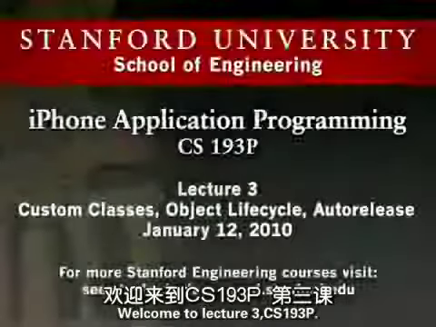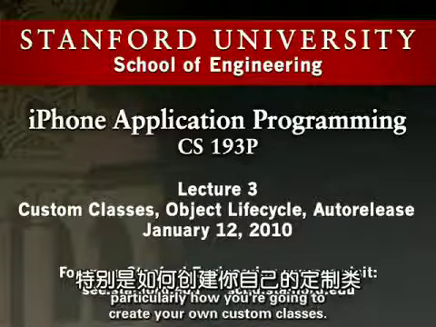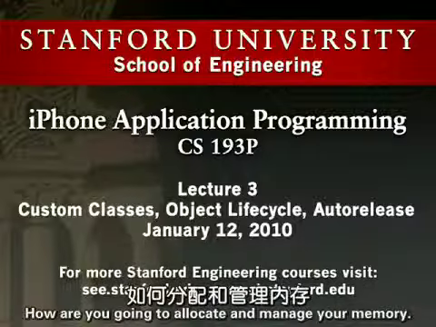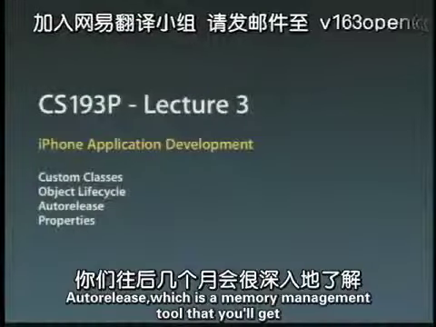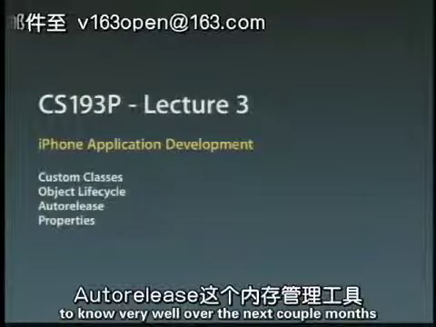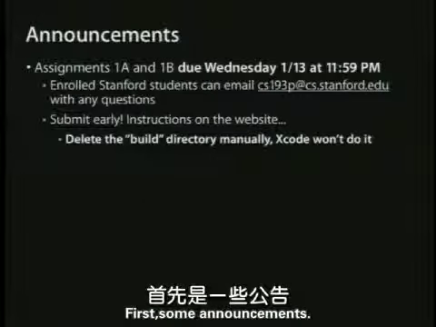Welcome to Lecture 3, CS193P. Today we're going to cover a few different things, particularly how you're going to create your own custom classes, how you're going to allocate and manage your memory, Autorelease, which is a memory management tool that you'll get to know very well over the next couple months, and something called properties. So let's get started. First, some announcements.